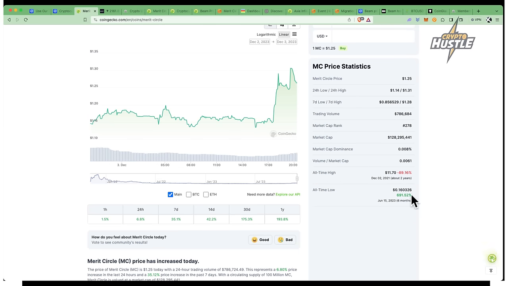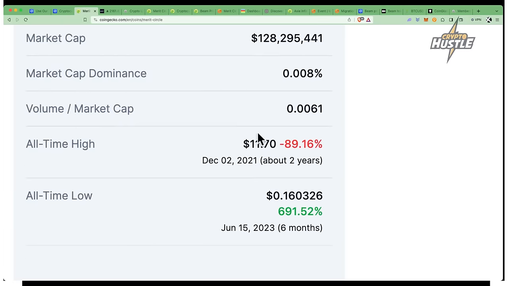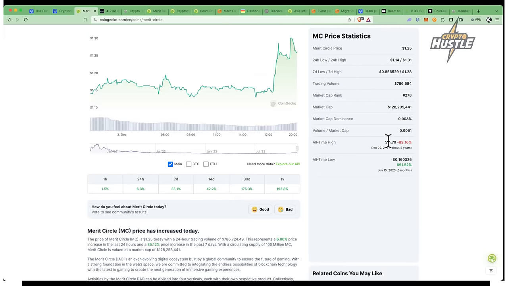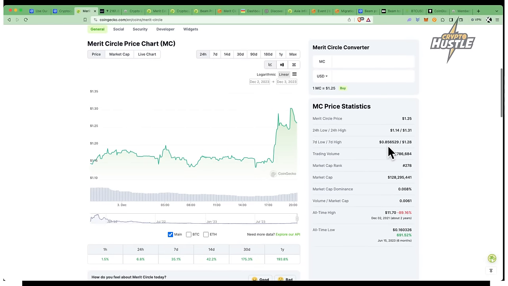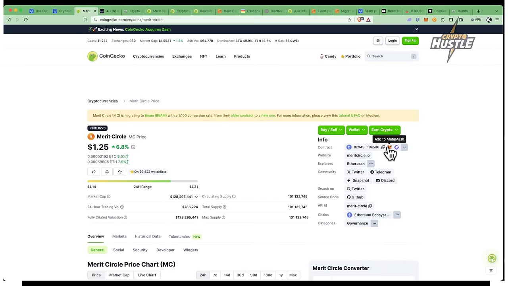Let's have a look here. You can see that it already has done an $11 before. About 2 years ago, the all-time high was $11. And 6 months ago, it went as low as 16 cents. Only now it returned and it is almost 7x in the last 6 months. Beautiful, beautiful. What a beauty.